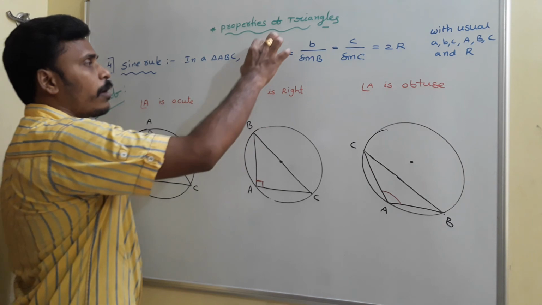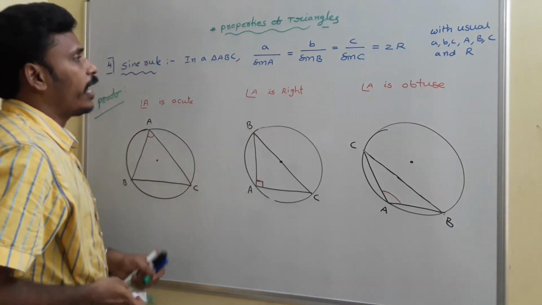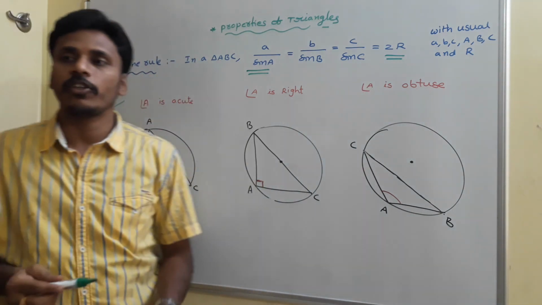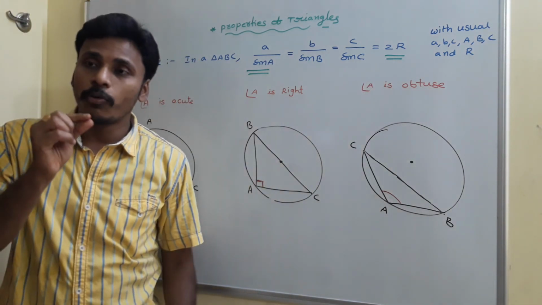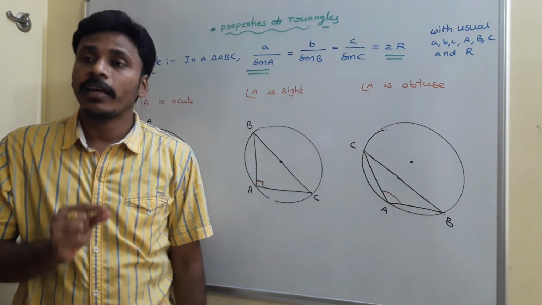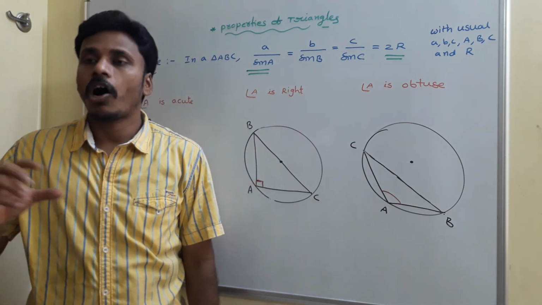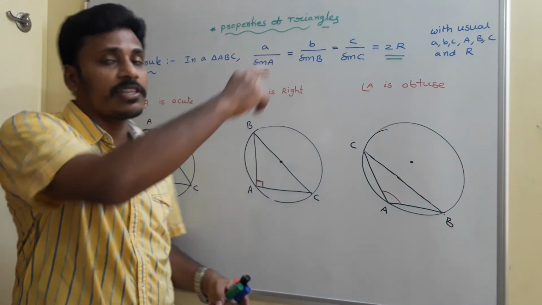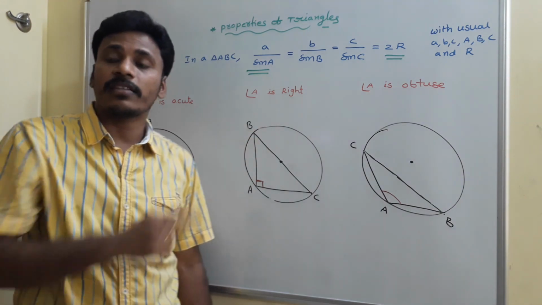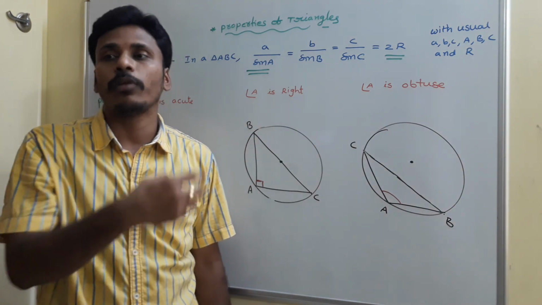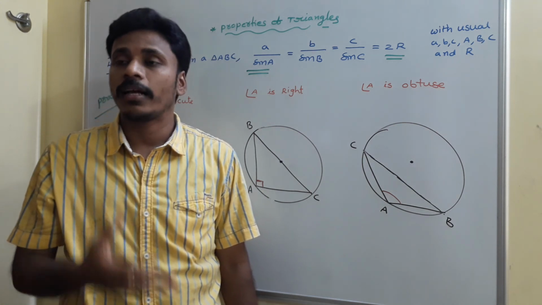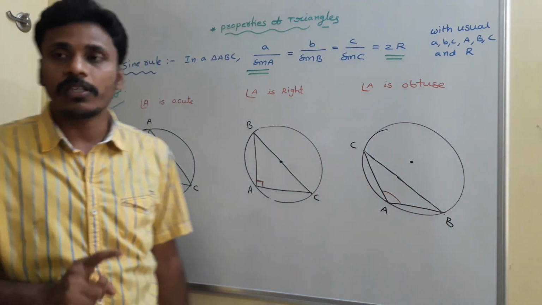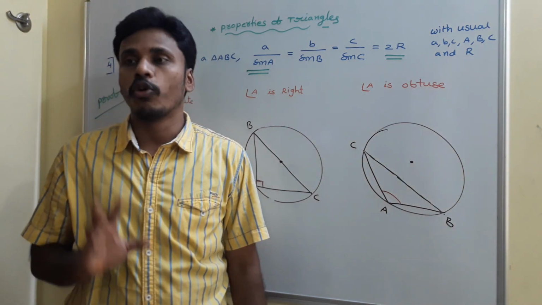So first of all, my intention is to prove that a by sin A is equal to 2R. To prove that, I need to think about angle A. That angle A may be acute, may be 90, or may be obtuse. I don't know actually. We are going to generalize this statement. Since we are going to generalize the statement, we need to prove it in all possible cases. The possible cases are that angle A may be acute, that means less than 90, may be a right angle, that means equal to 90, and may be obtuse, more than 90.